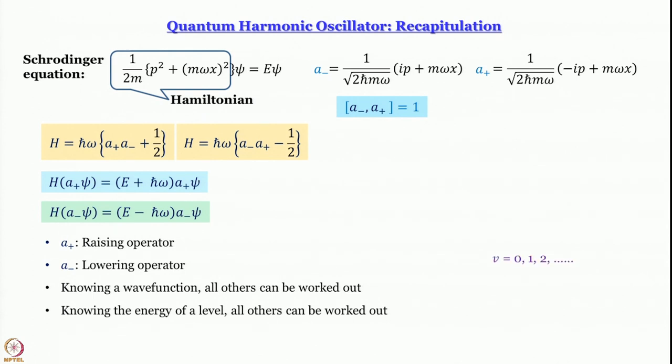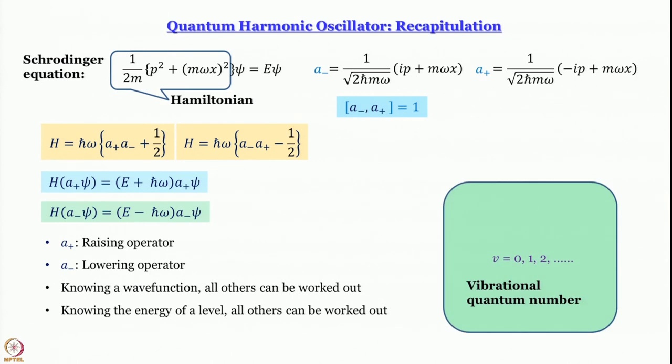In fact, we have noted that vibrational quantum numbers have values of 0, 1, 2, 3, and so on and so forth, and the expression for energy of vibration for a harmonic oscillator is E_v equal to (v plus half) times h cross omega, which also tells us that for the lowest value of v, v equal to 0, the energy is not 0, it is half h cross omega. But we have said it several times, let us not go into that once again.